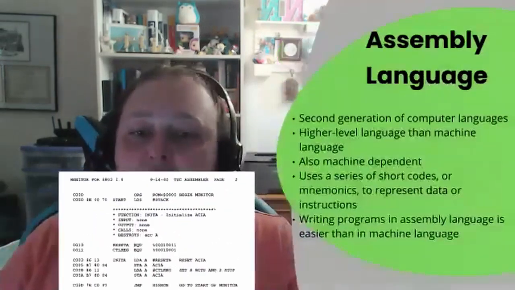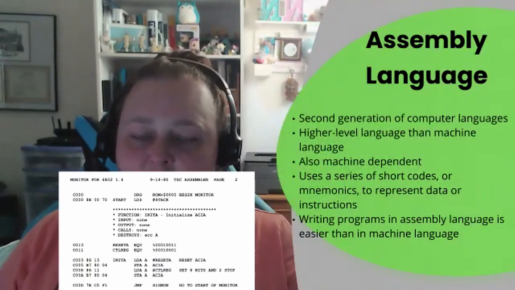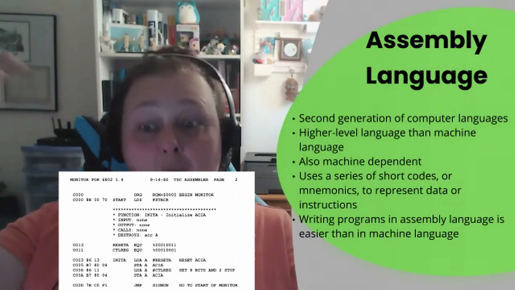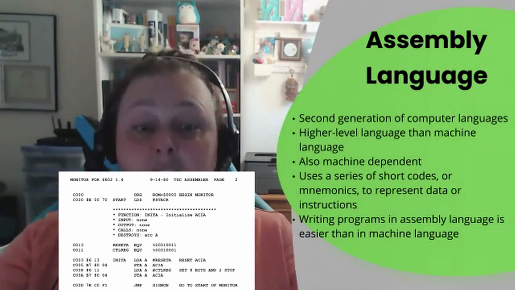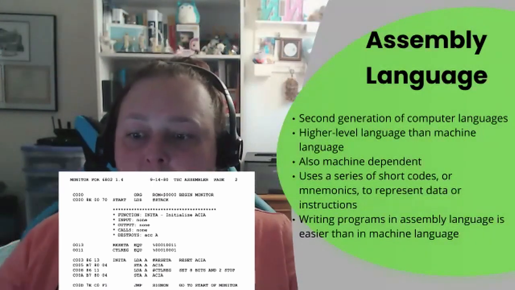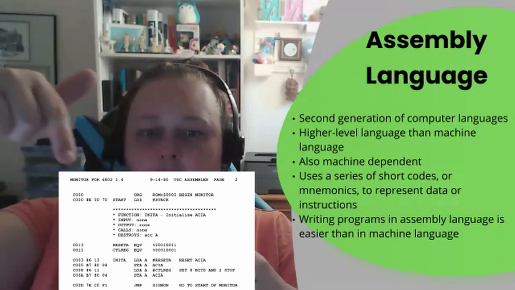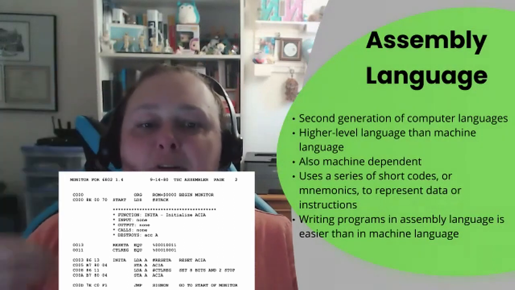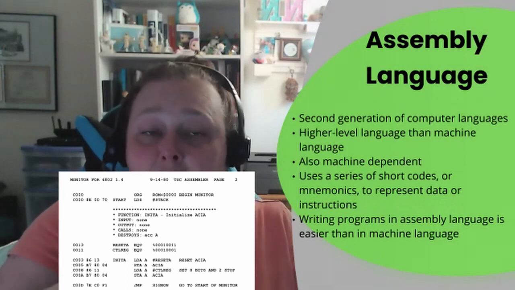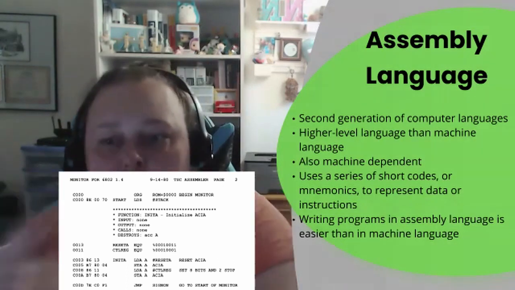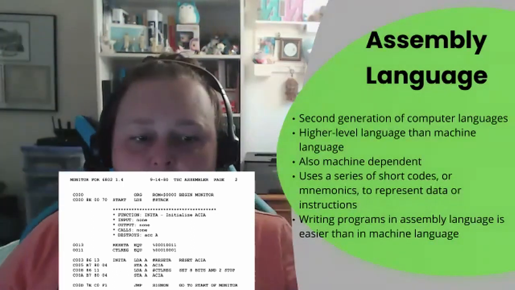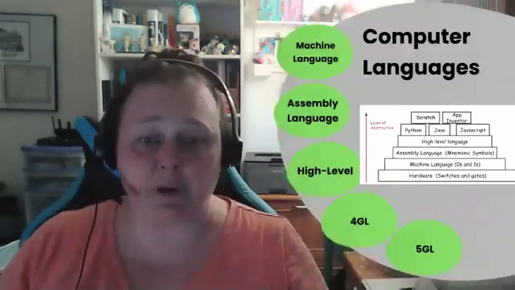Second generation, let's go to assembly language. Assembly language is a second generation. It is one step up from your machine language, but we are also still machine dependent here. Okay, it's going to use a series of short codes or mnemonics to represent the instructions, and so it's easier to write than machine language because we're starting to transition into English, but that's still ugly and very time consuming and difficult to read.